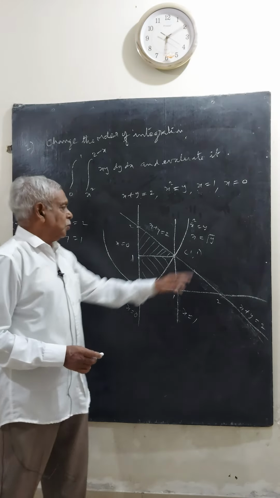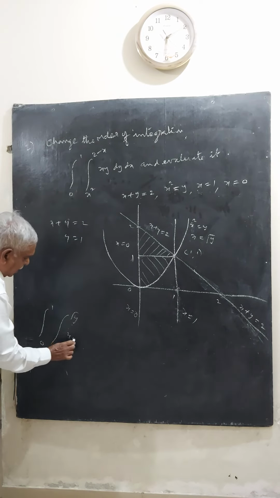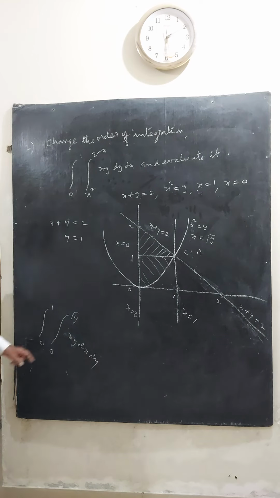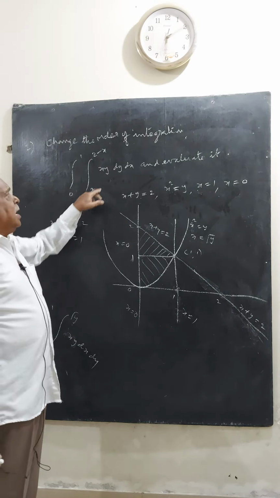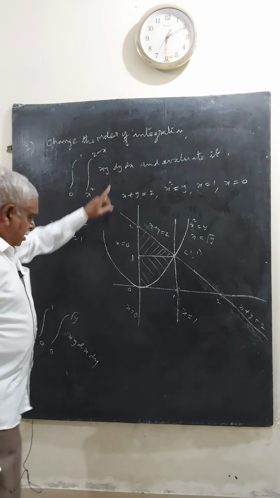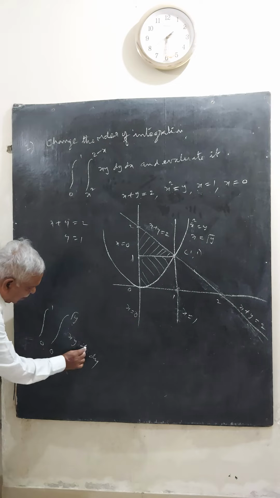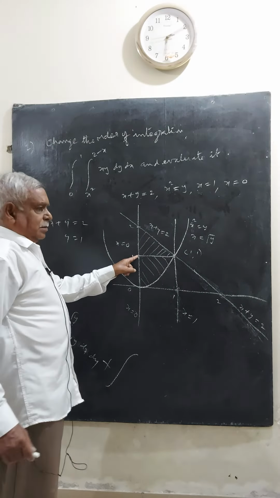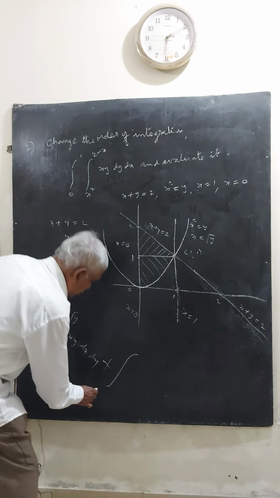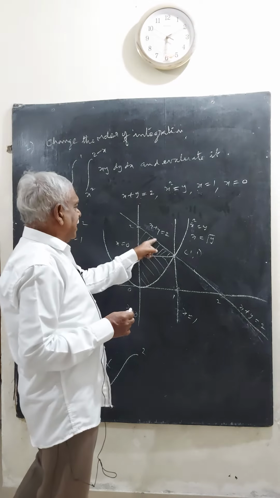Right, x is root of y. The same function xy dx dy. Whenever the limits are in x, we have to integrate with respect to y. And when limits are in y, we have to integrate with respect to x. Plus another step is 1 to 2. The curve is left to right.